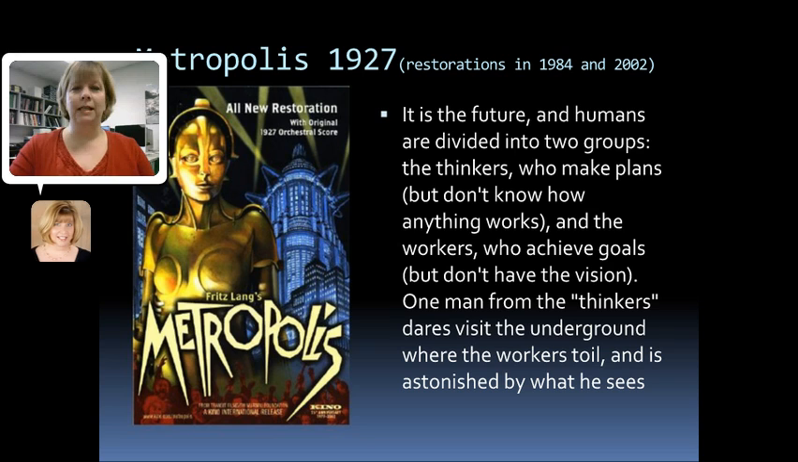But Metropolis is a science fiction kind of setting, again, a future world where the world has been divided into the thinkers and the doers, the workers and those who make the plans. And a young man goes down and visits from the thinking world, goes down to visit the underground world of the workers, and is kind of surprised at what he finds and the way the events play out from that point.